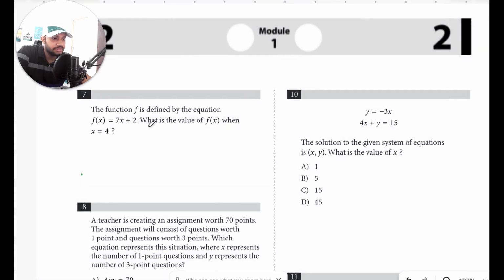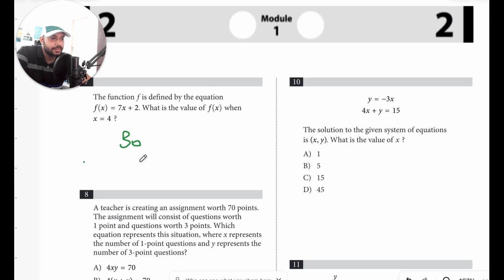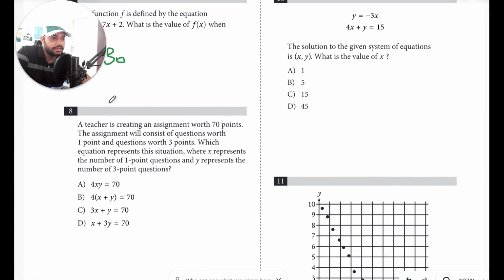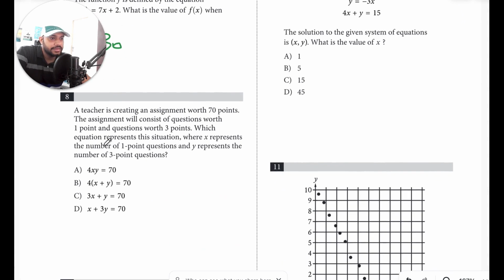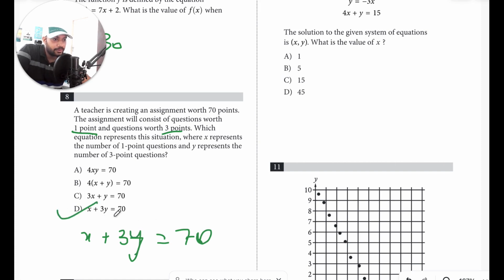Question number 7. The function f is defined by the equation f of x is equal to 7x plus 2. What is the value of f of x when x is equal to 4? x is equal to 4, 7 times 4 is 28 plus 2, 30. Question 8. A teacher is creating an assignment worth 70 points. The assignment will consist of questions worth 1 point and questions worth 3 points. Which equation represents the situation where x is 1 point questions, y is 3 point questions? Perfect. x plus 3y is equal to 70. Option D.